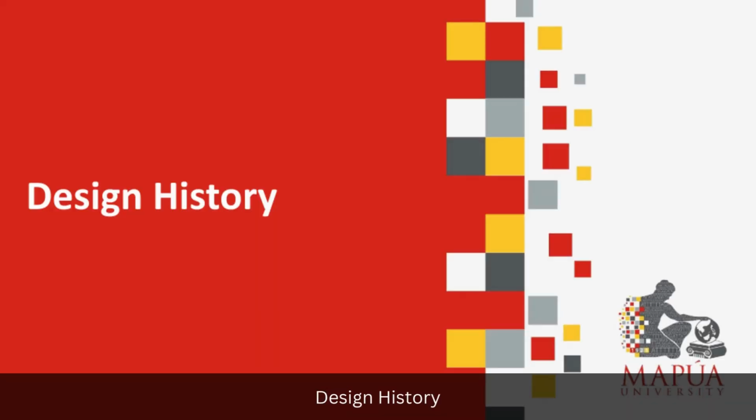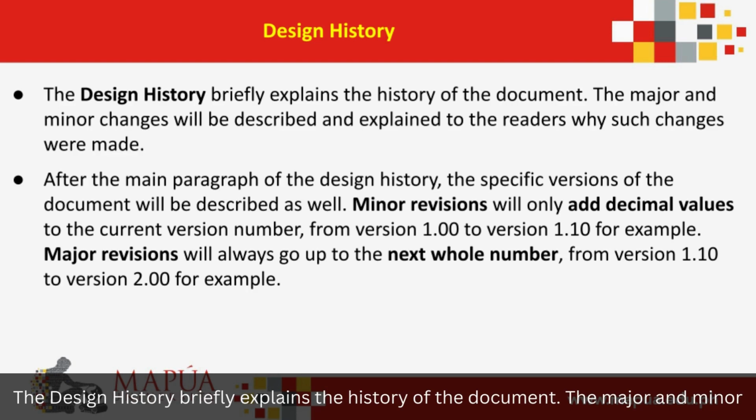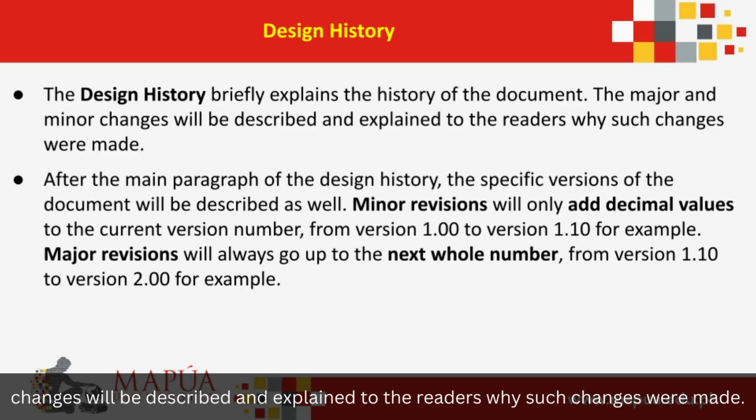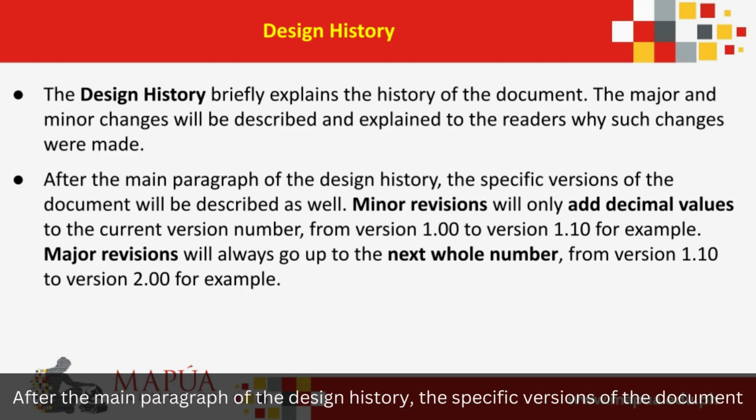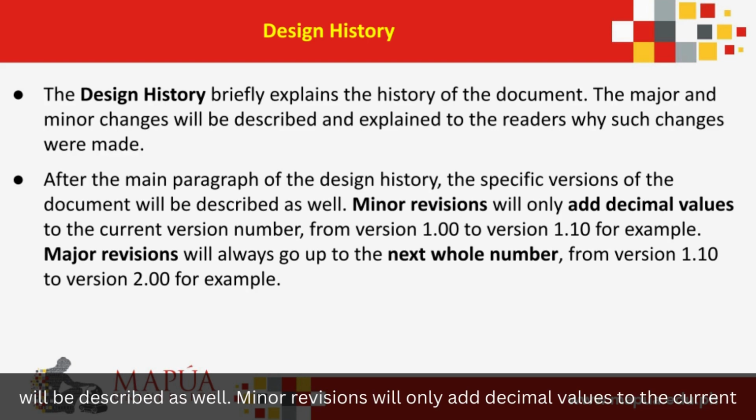Design history. The design history briefly explains the history of the document. The major and minor changes will be described and explained to the readers why such changes were made. After the main paragraph of the design history, the specific versions of the document will be described as well.